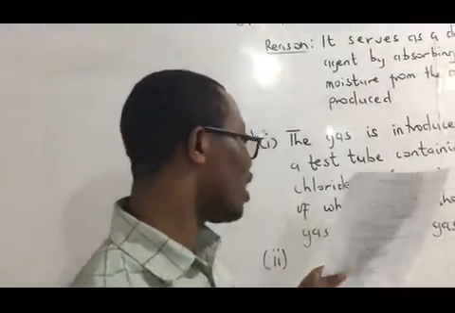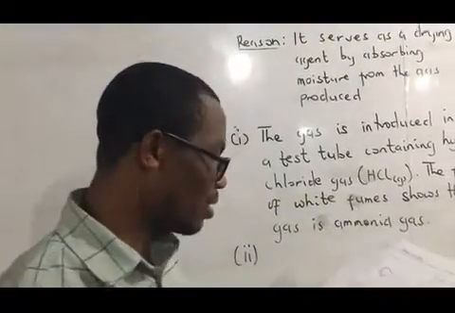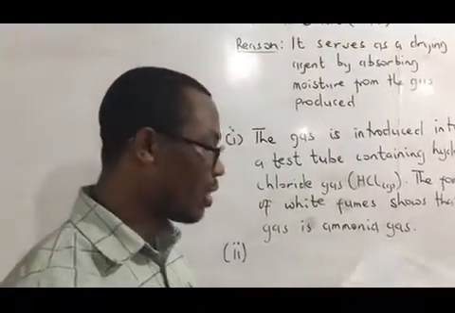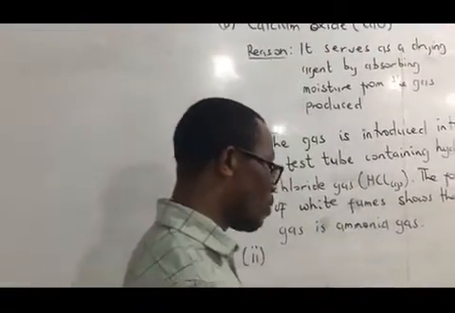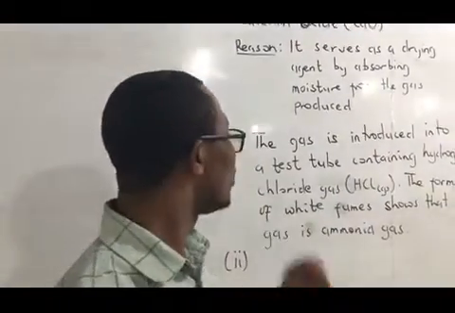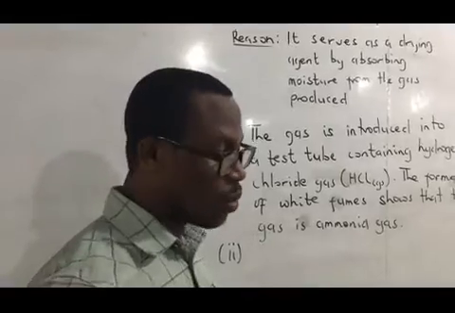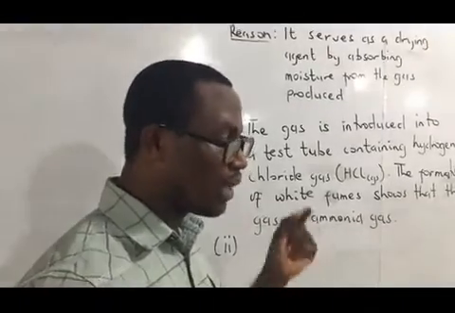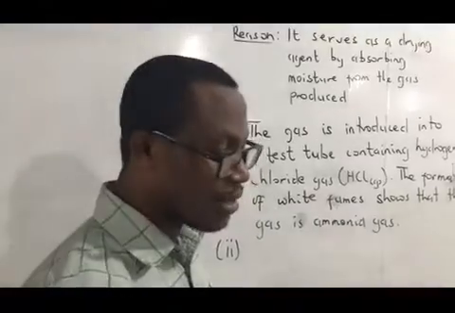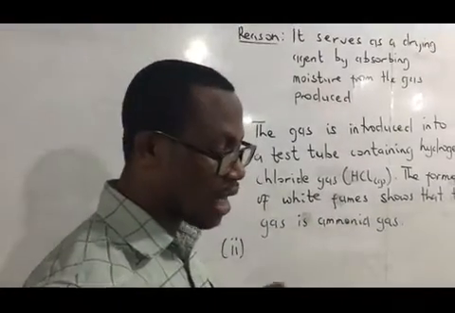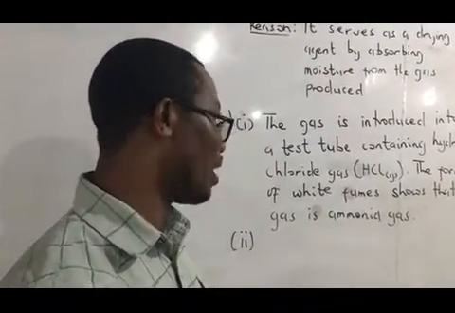So to test that ammonia gas is a basic gas, which is actually the physical test, we make use of a red litmus paper. So when you dip the red litmus paper into a test tube containing the ammonia gas, if the red litmus paper turns blue, that shows that the gas is ammonia gas.